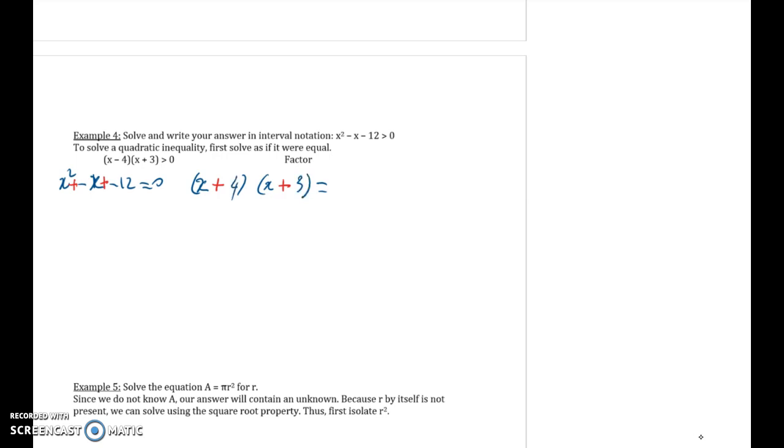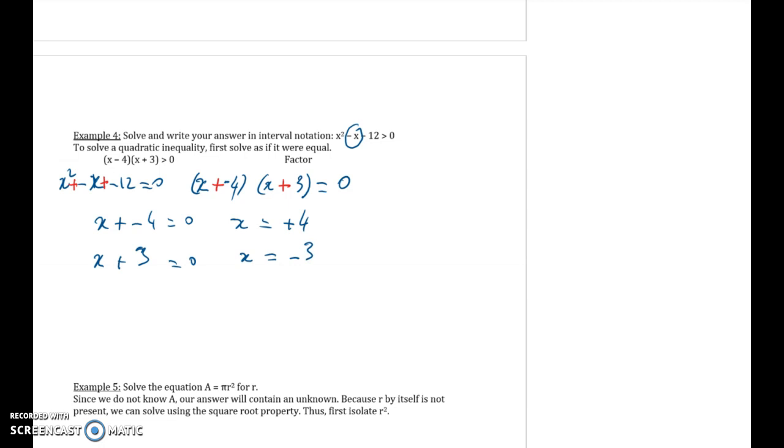Because you have a negative, one of these two numbers needs to be negative. It might be negative 4 or it might be negative 3. But if you want to check that the middle term is going to be negative x, it's going to be negative 4. So x plus negative 4 equals 0, so x equals plus 4. And then x plus 3 equals 0, and that is going to be x equal negative 3.